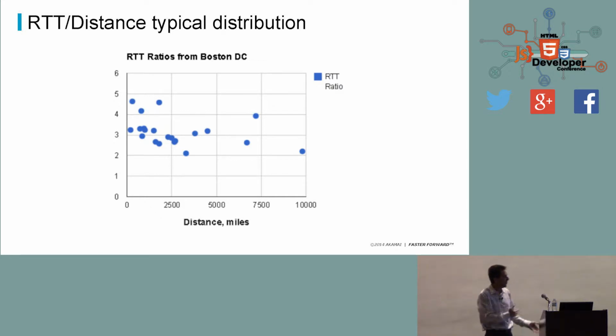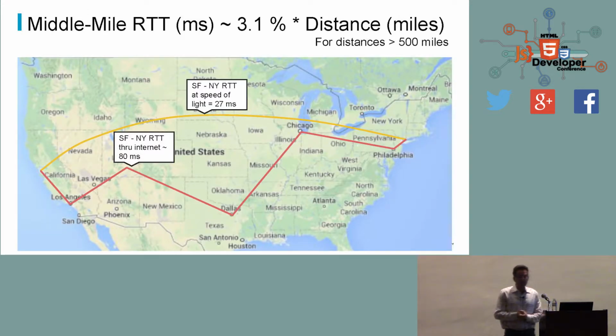So we went from almost zero. I mean, we started at 500 miles, because if the client and the origin are very close, then the path could be really wild. But the good news is that if the server and the client are close, you don't have a performance problem, because the latency is going to be short. The main result here is that for distances not too close, I say 500 miles just to set a boundary, we could derive that the RTT, the latency, is about 3.1% of the distance in miles.